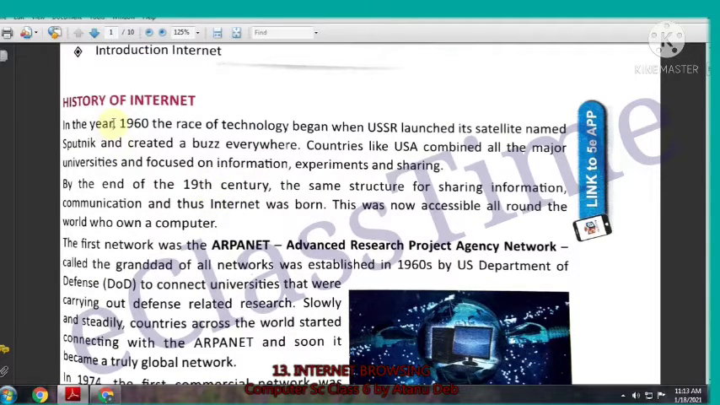So the word internet came very lately, actually in 1960, when Russia, USSR, launched its satellite called Sputnik. A technology race began among countries like USSR, USA and other European countries to become the topmost technologically advanced countries. So by the end of 19th century, sharing information and communication was seen, and thus internet was born.